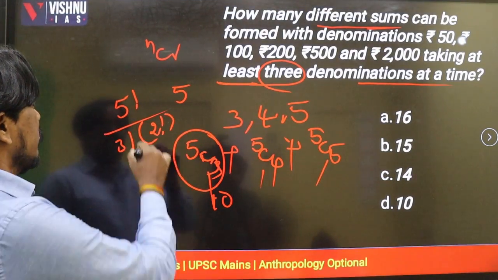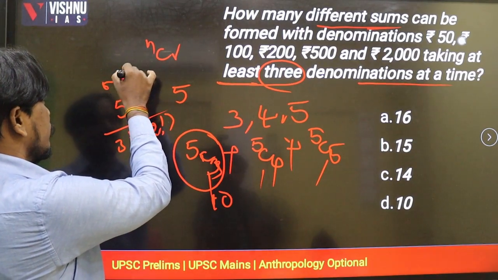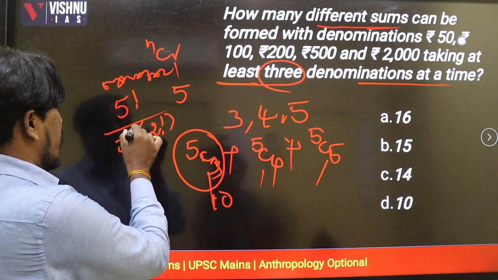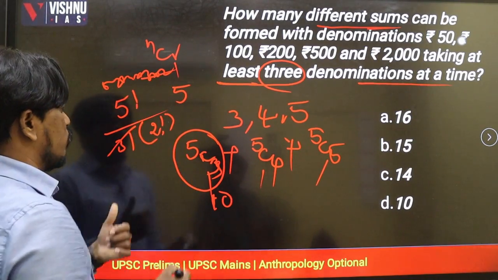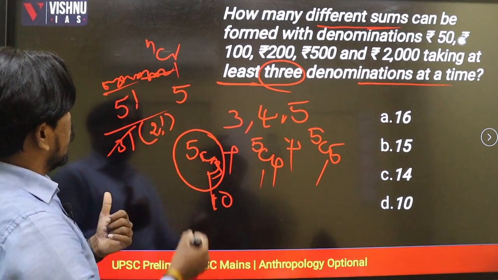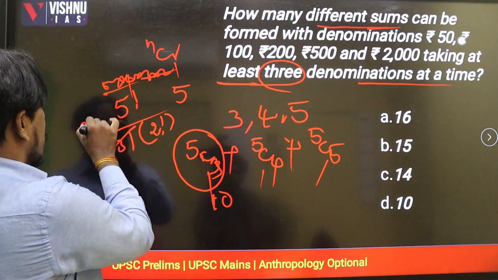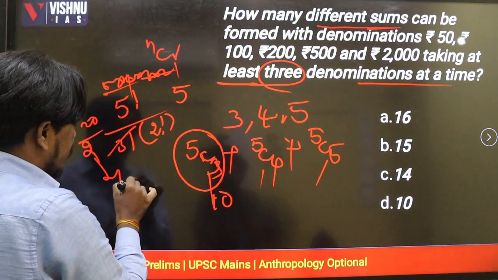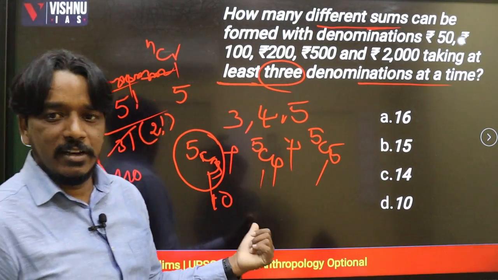So what we will get here is 5 into 4 into 3 into 2 into 1, and up to 3 it will be cancelled. 5 into 2 is 10, so 10 by 2. 5 into 4 is 20, 20 by 2, you will get 10. The first value becomes 10.